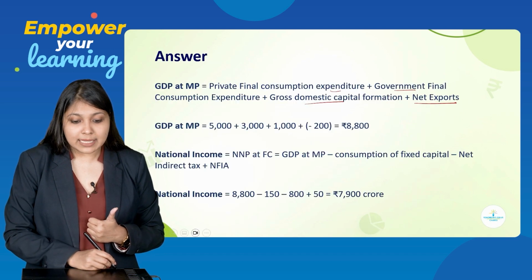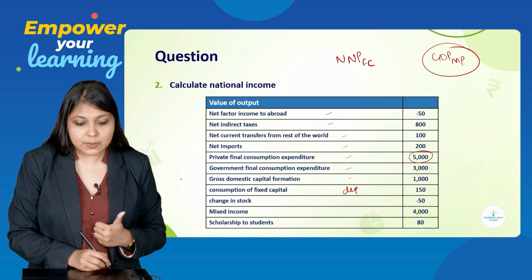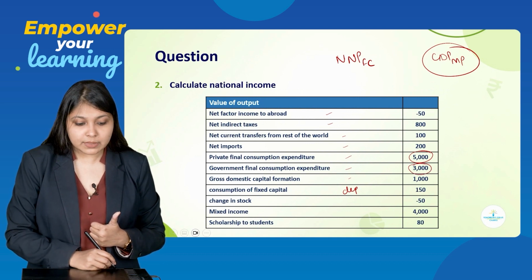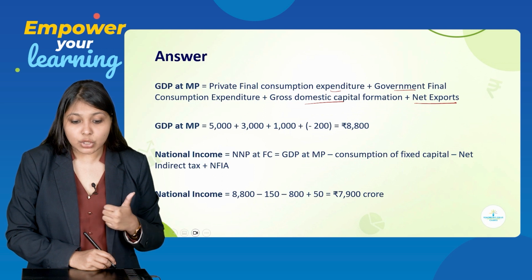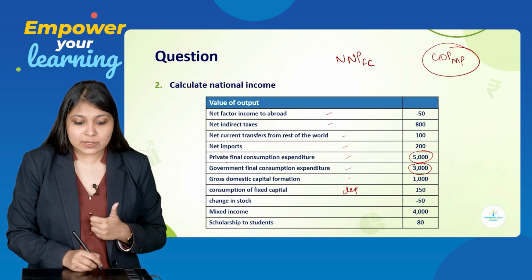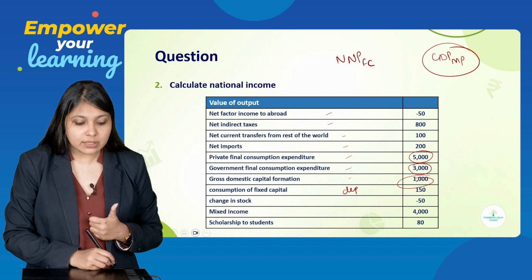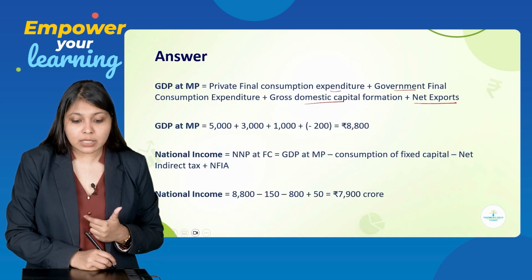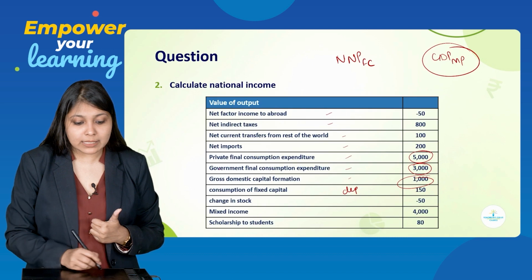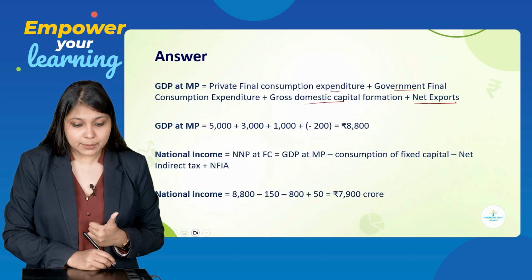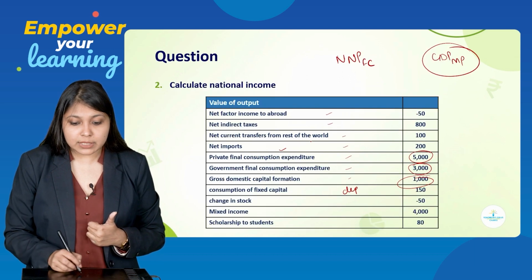Then next is government final consumption expenditure. That is also given to us, 3,000. Next is gross domestic capital formation. That is also given to us, 1,000. So that also we wrote down. And net exports. Net exports are not given to us, right? Net import is there. So net import is how much?